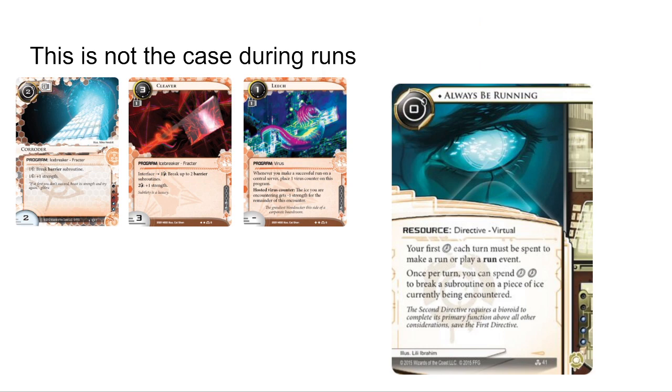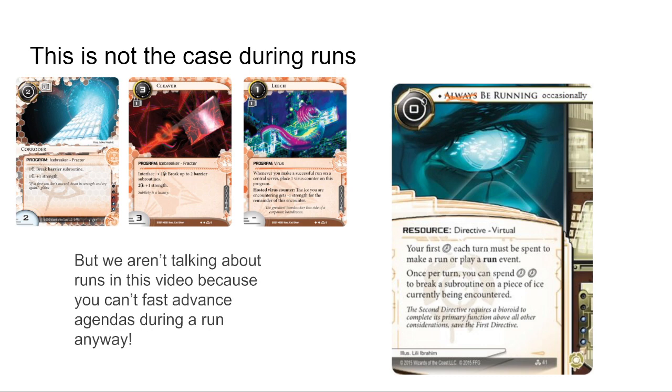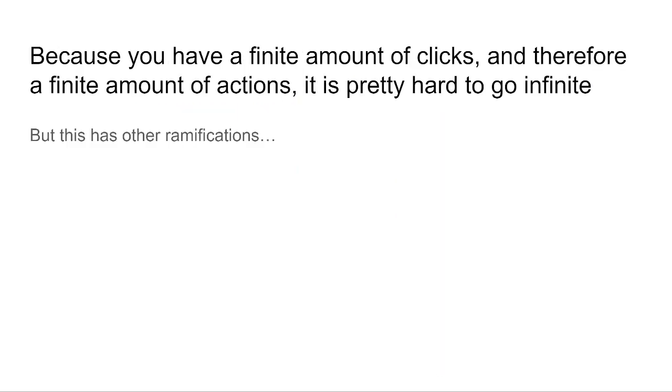A lot of cards that affect runs, like icebreakers, for instance, or ice, don't cost clicks. And so that's why a lot of those infinite combos, if you remember, do involve the run action. We're not talking about runs, though, because we're talking about Clot and fast advance. And you cannot fast advance during a run. Anyway, because you have a finite amount of clicks, it's hard to go infinite.